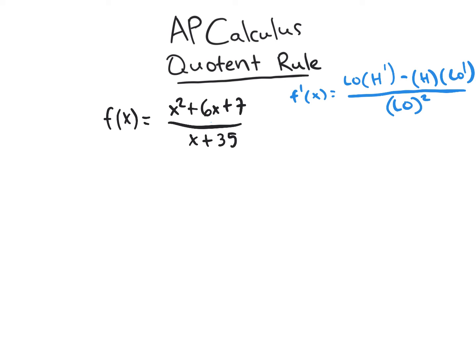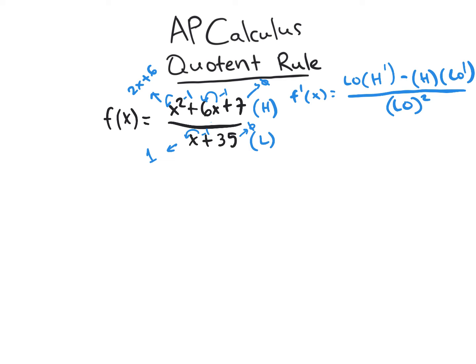Now, what's our high? That is here, and our low is right here. Derivative of our high is drop the 2, minus 1, 2x, drop the 1, minus 1, plus 6. This goes to 0 because it's just a constant. And what's our derivative of our low? Drop the 1, minus 1, 1. 35 goes to 0 because it's our constant.